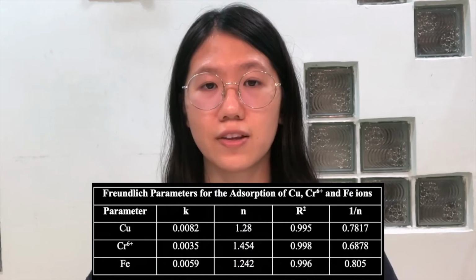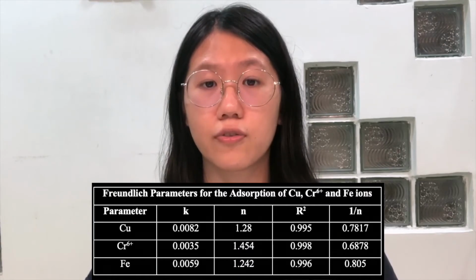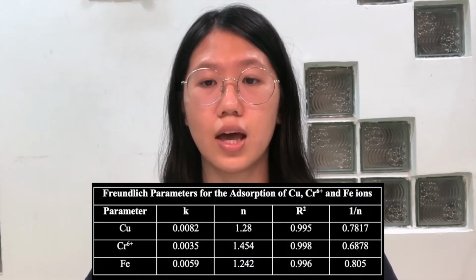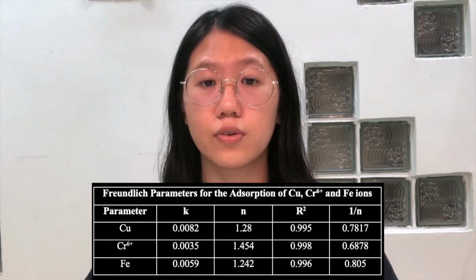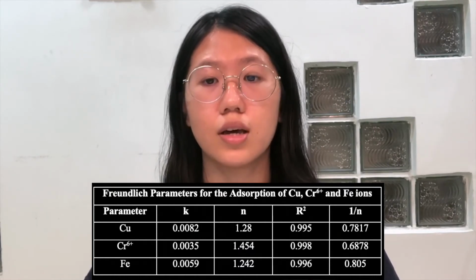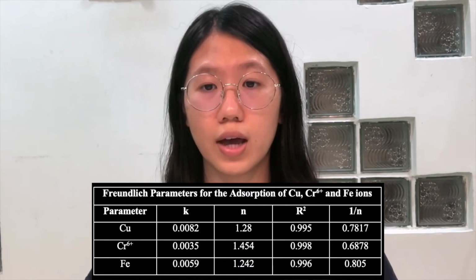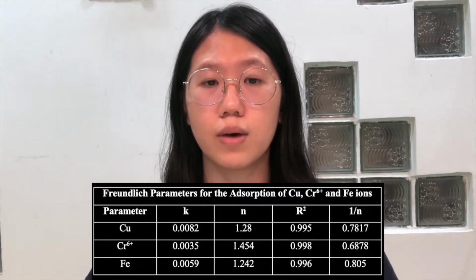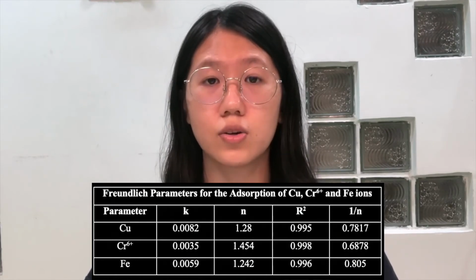After performing calculations, it can be found that the values of K and n for copper ions are 0.0082 and 1.28 respectively. As for chromium ions, the value of K is 0.0035 and n is 1.454. For iron ions, the values of K and n are 0.0059 and 1.242 respectively. Generally, a value of 1 over n within the range of 0.1 to 1 indicates a good adsorption process. Based on the Freundlich isotherm table, all of the 1 over n values for the adsorption process for copper, chromium, and iron ions are within the range of 0.1 to 1. This shows that all of the adsorption processes of the heavy metal ions in this experiment are good adsorption processes.